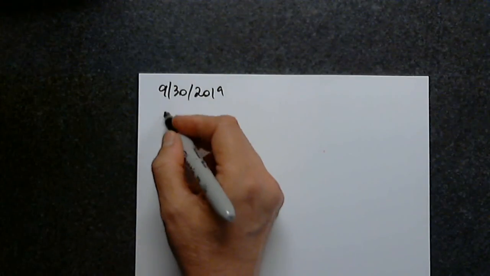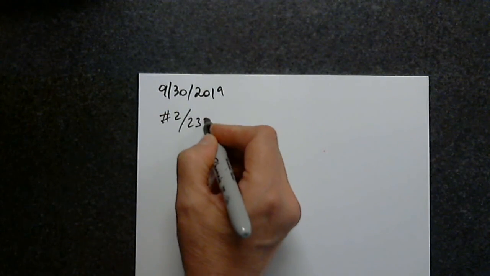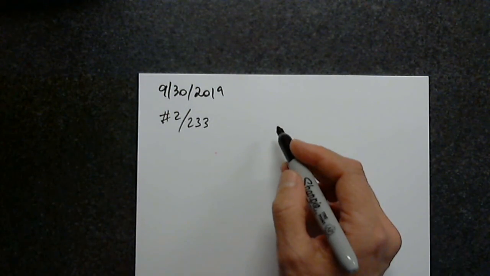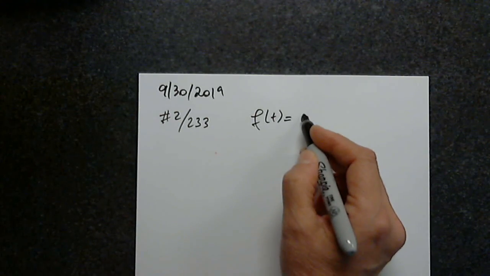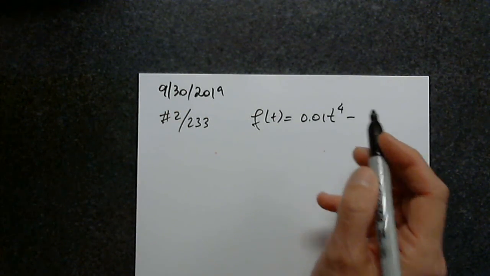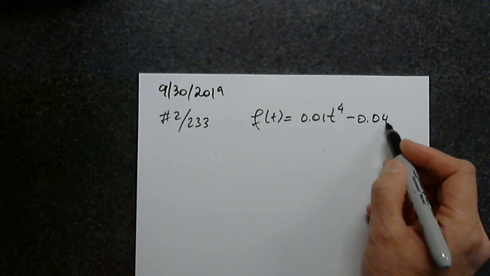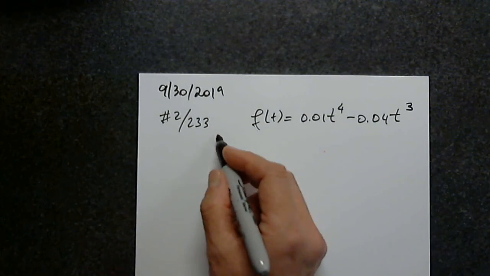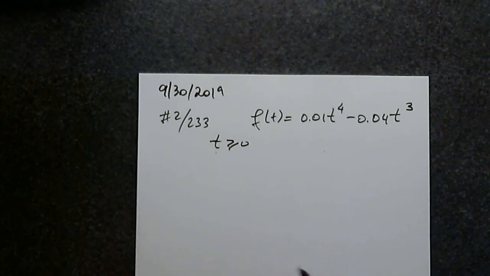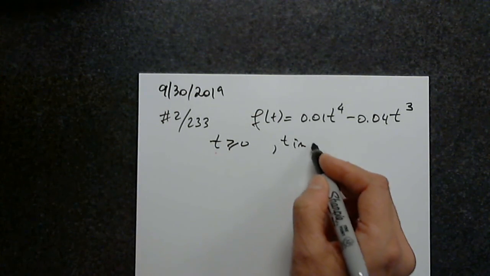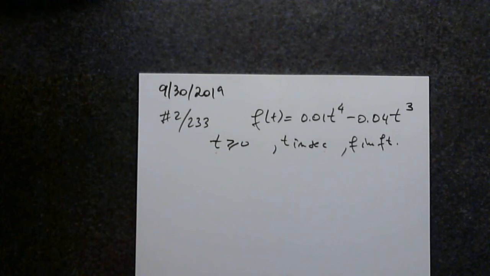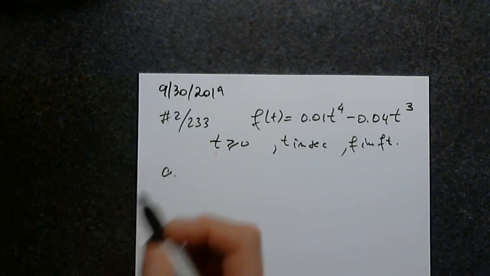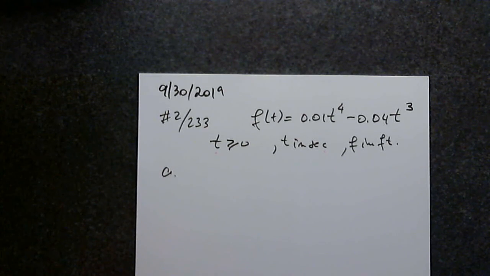Okay, so this is problem 2 on page 233. We are given s of t, or f of t, as 0.01 t to the fourth minus 0.04 t to the third. And we are told, of course, t is greater than 0, t in seconds, f in feet. Okay. Find the velocity at time t. So that's part A. Find the velocity at time t.